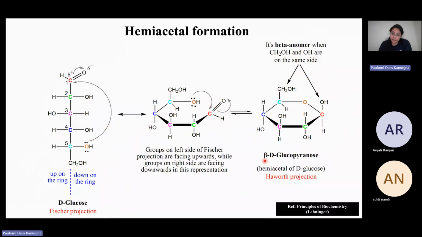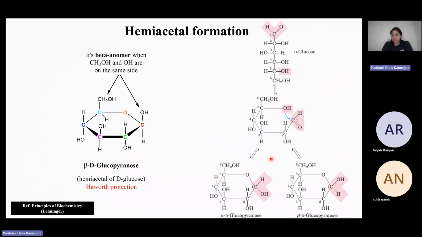So alpha, beta, D we know because the D was here, dextrorotatory, and glucopyranose because that's the name of this component. So here, this is what exactly we saw right now, OH and OH being on the same side, while if that OH had formed below, it would have been an alpha. So alpha and beta. So alpha, beta, DL. Are these clear?